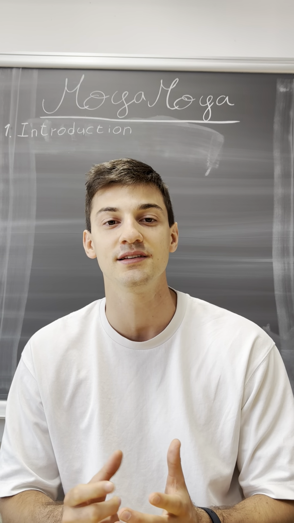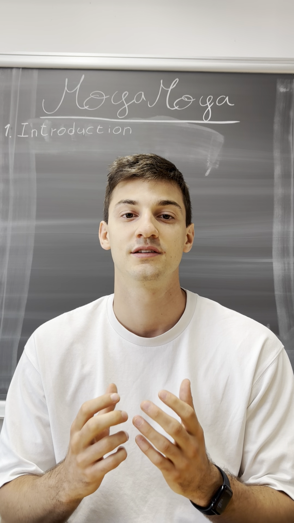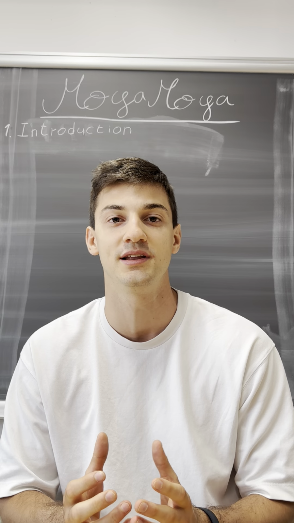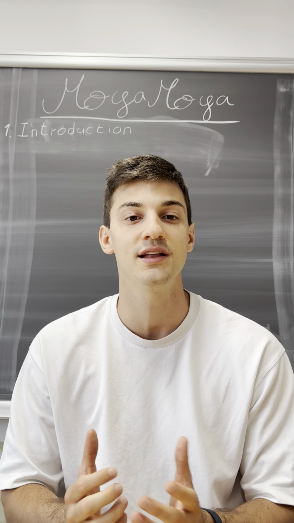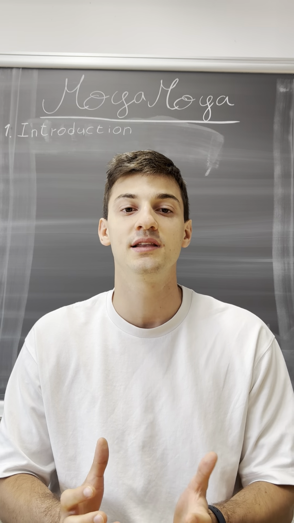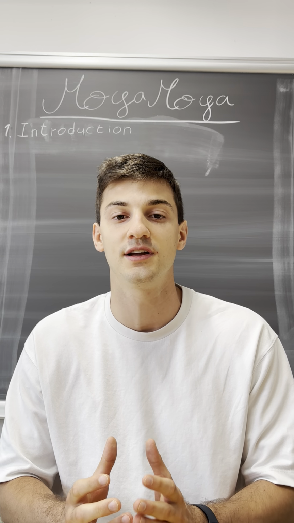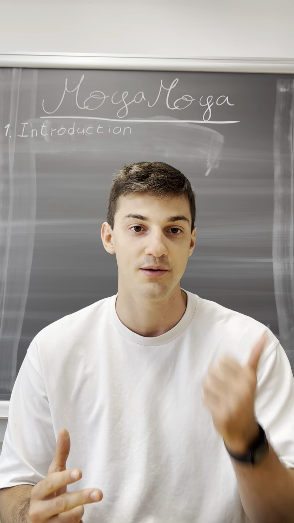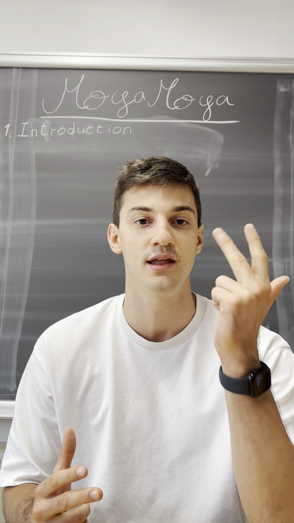The index event is the first significant clinical symptom that brings a patient to medical attention. It's the event that leads to the diagnosis of moyamoya. Depending on what this first event is, patients are usually categorized into three groups: hemorrhagic, ischemic, and others.